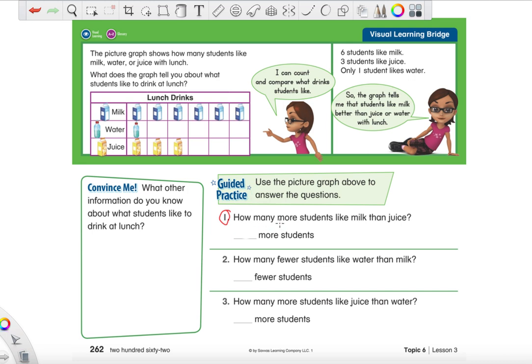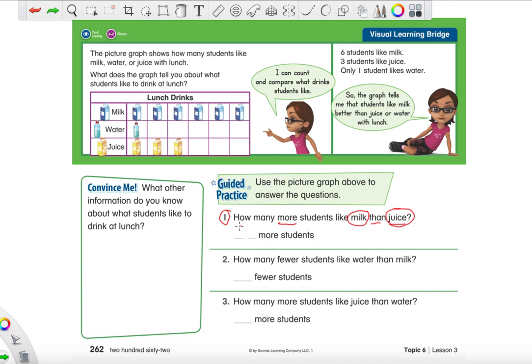It says how many more students like milk than juice. So we're comparing milk and juice, okay? So we got to find those. Here's milk, it's at the top, and juice is at the bottom. Now what I do is, I always think to myself, which one is shorter? And I see it's juice, right? So I don't always draw a line, but I usually have like an imaginary line. And I count on from there to see how many. And I'm just counting the milks. 1, 2, 3. So there are 3 more pictures of milk than juice.